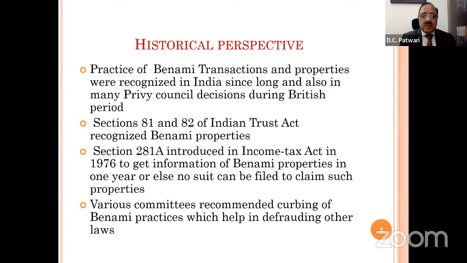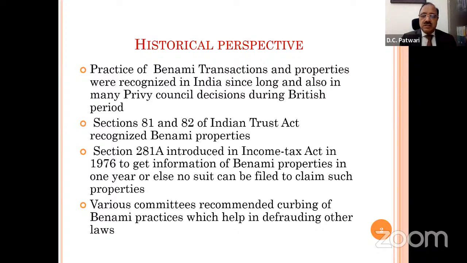So to start with, as I already mentioned, Privy Council decisions are there, and then even the Indian Trusts Act, Sections 81 and 82, recognized Benami properties. Then later on, there was a necessity of knowing which property is in the Benami name, so that at any stage after 10-20 years, the person cannot come and claim the Benami nature of the property and claim the ownership over that. So in 1976, Section 281A was introduced in the Income Tax Act to get the information of Benami properties within 1 year from the date on which the transaction has been effected by the person. If that is not done, then the person could not file any suit to claim that property. So this was basically to get the information on record that such and such properties are Benami. There was no legal or criminal consequence to it.